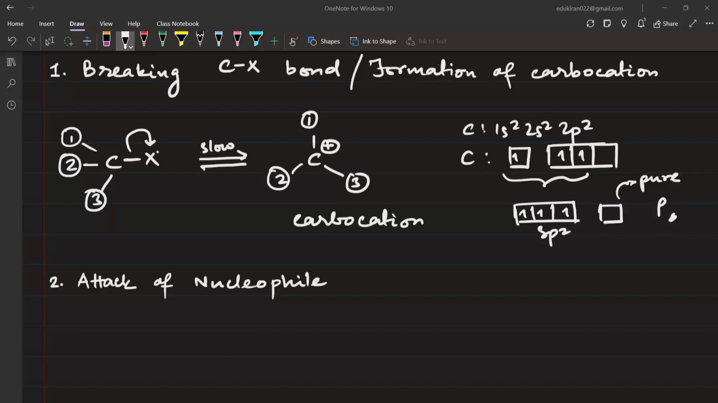Is this clear? Yes or no? Are you clear about the vacant pure p orbital and the sp2 hybridization, guys? Since it is vacant, it is not going to take part in hybridization. In hybridization, only 3 orbitals are taking part, sp2, right? S and 2 p orbitals. One of the p orbitals is going to be vacant. Okay, got this? Now please see here.